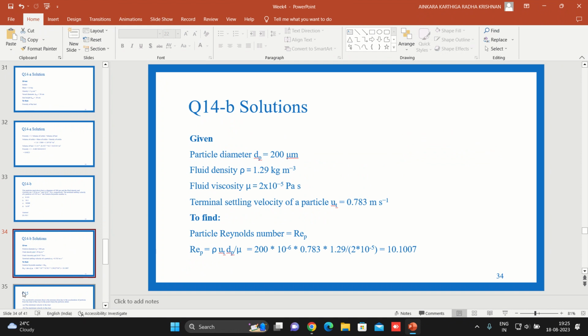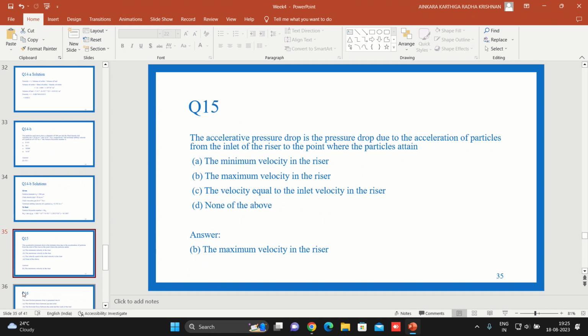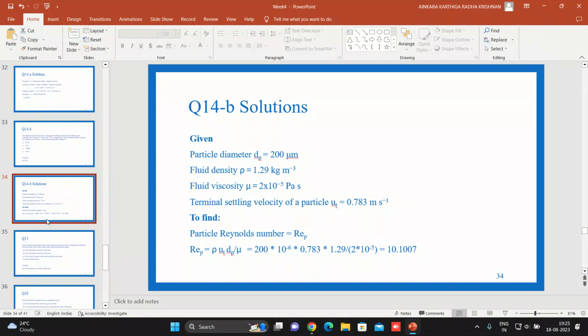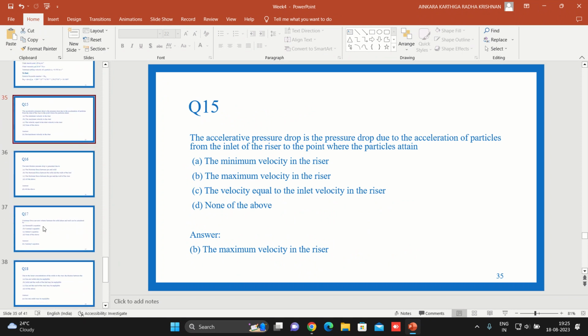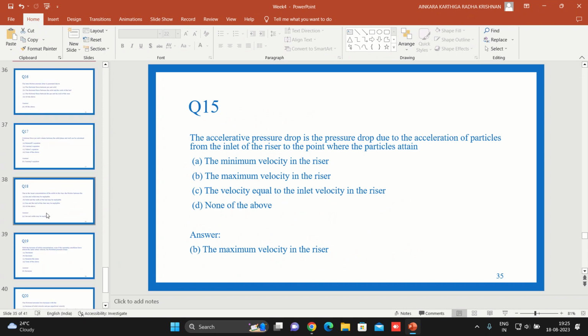Question 14B. So now we'll move on to question 15. If you have any doubt, please ask, or else we'll move on to question 15. I think that all the questions that are coming up below are theoretical questions.